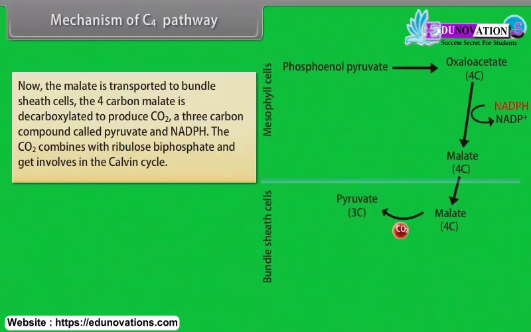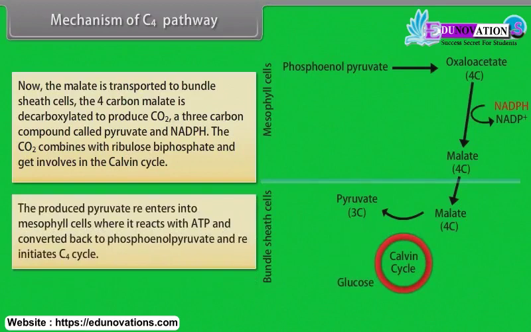The carbon dioxide combines with ribulose bisphosphate and gets involved in the Calvin cycle. The produced pyruvate re-enters the mesophyll cells, where it reacts with ATP and is converted back to phosphoenol pyruvate and re-initiates the C4 cycle.